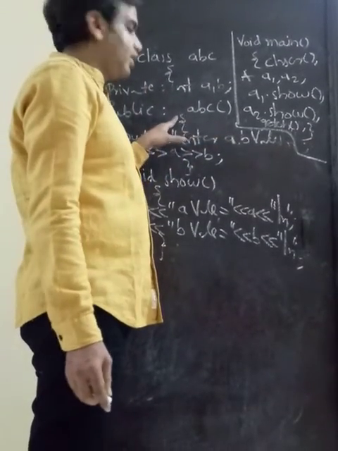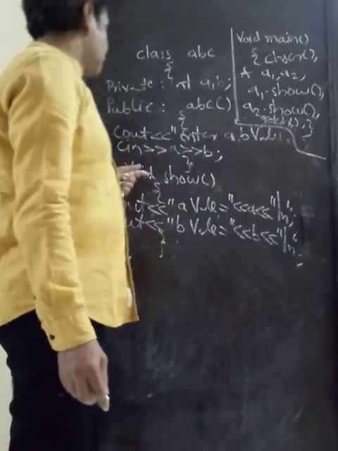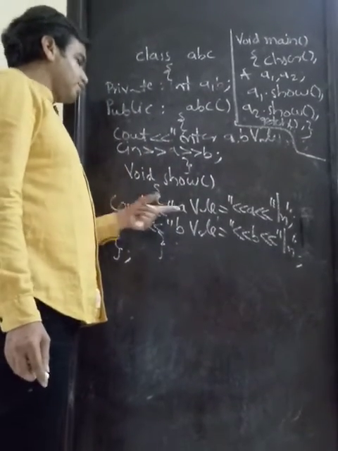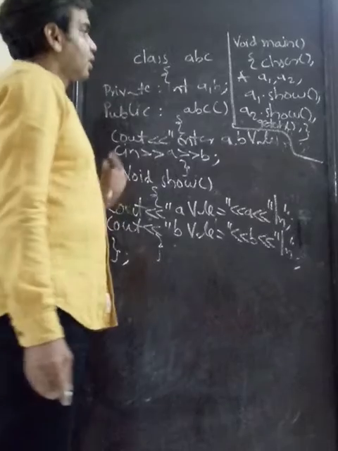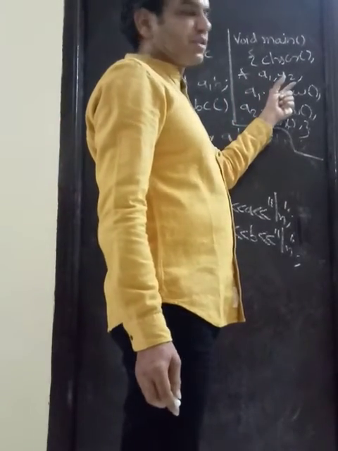It is not receiving any value and does not have a return type. So it will ask you to enter AB values. Then void show will display the A value and B value. Now in void main I am creating two objects, A1 and A2.